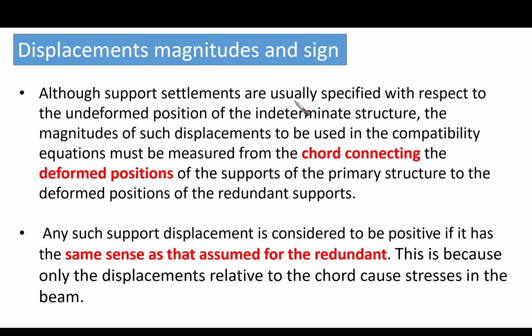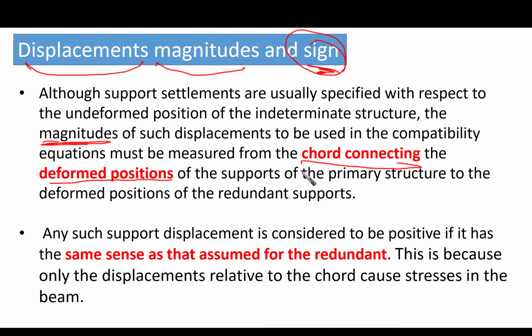Okay, now there are hints that we need to understand before going into an example. I'm going to talk about the displacement magnitudes and sign. This is important actually. We can talk about the sign convention as well. Although support settlements are usually specified with respect to the undeformed position of the indeterminate structure, the magnitude, take care of this word, magnitude, of such displacement to be used in the compatibility equations must be measured from the chord connecting the deformed shape. What is the meaning of this?